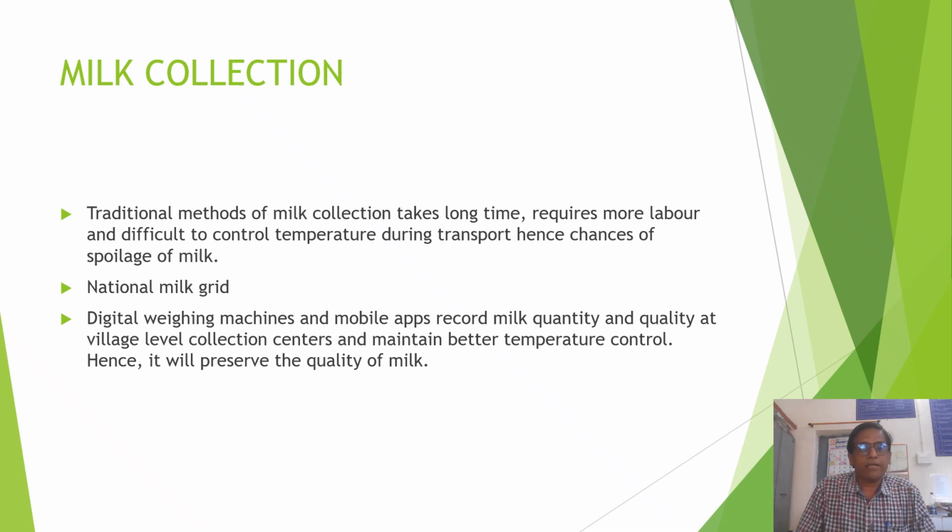There is a national milk grid, with milk moving daily from Mumbai to Delhi, Delhi to Kolkata, and Kolkata to Chennai. It is a routine process of transportation of milk, and it forms the national milk grid. Digital weighing machines and mobile apps record milk quantity and quality at village level collection centers, and maintain better temperature control. Hence, it will preserve the quality of milk.